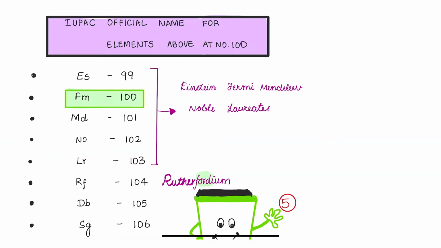So I have grouped them into 5, and the mnemonic is Einstein, Fermi, Mendeleev are Nobel laureates. In this you should remember that Fermium has got the atomic number 100. So what is the trick? We have listened to music on FM radio, right? So FM is for 100. Just remember that you're listening to the music at 100 hertz. So that is the trick. You can remember that Fermium has got an atomic number of 100 by this trick.